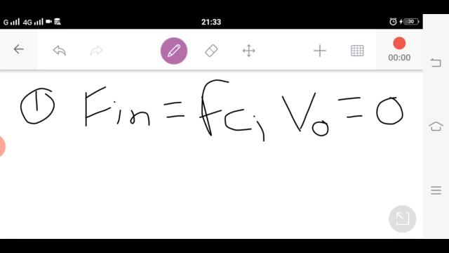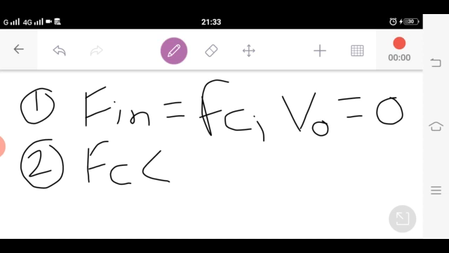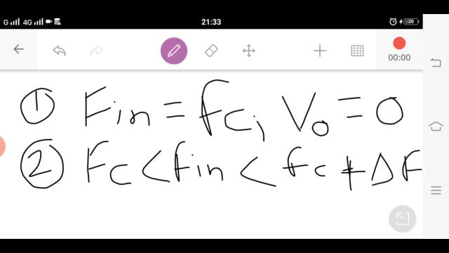Now we will consider case number 2, where we may find FC is less than Fin, which is less than FC plus delta F. So this is our second condition, right?